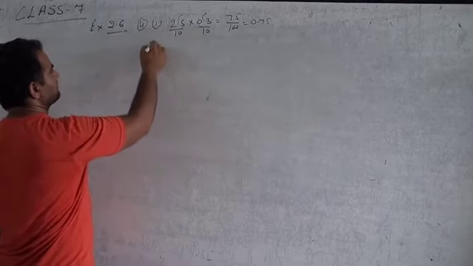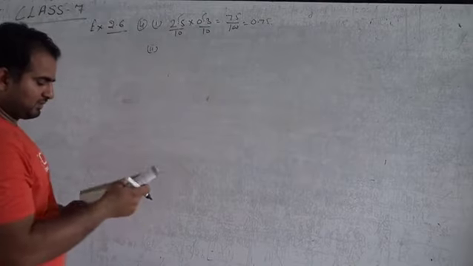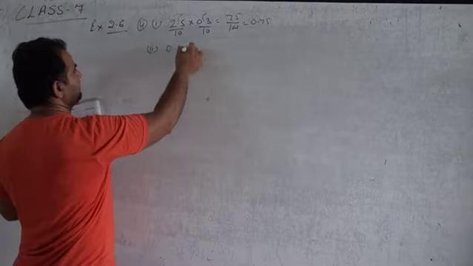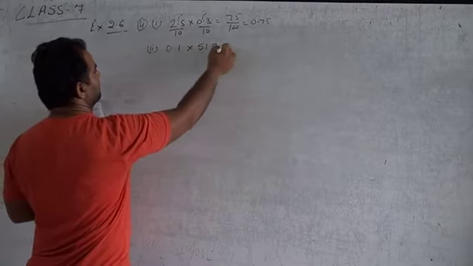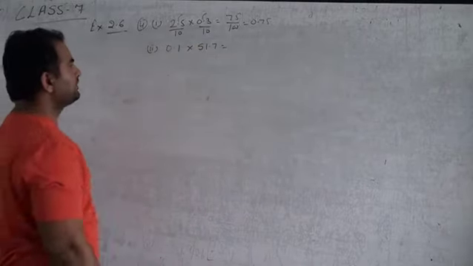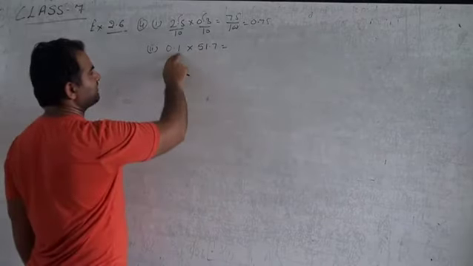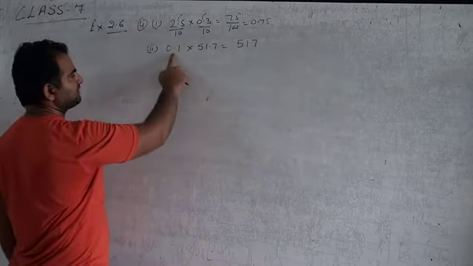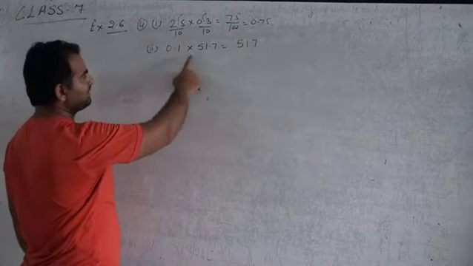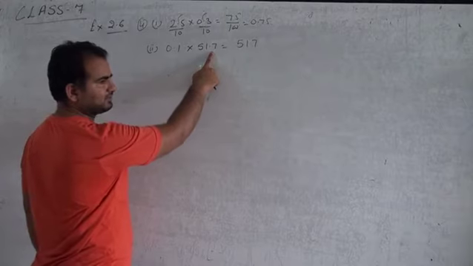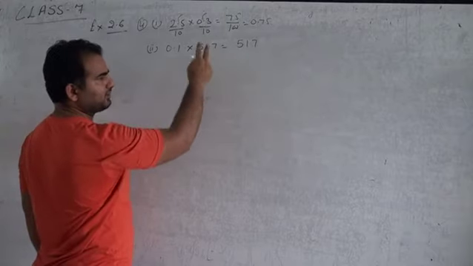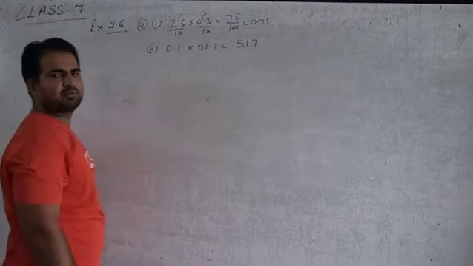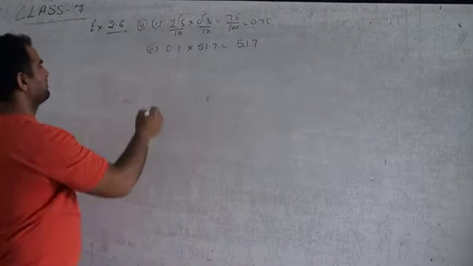Second is 0.1 into 51.7. So what we have to do is just multiply 517 by 1. It will be 517. This has 1 digit after the decimal and this has 1 digit after the decimal. So we will place the decimal after 2 digits. The answer will be 5.17.